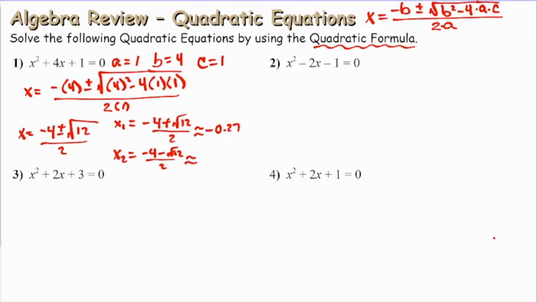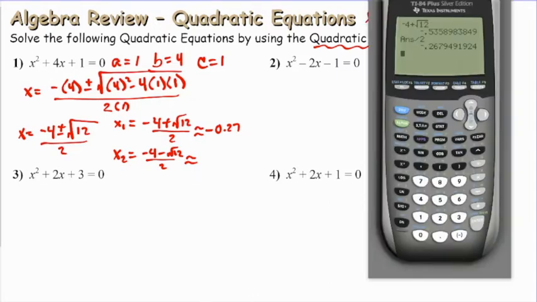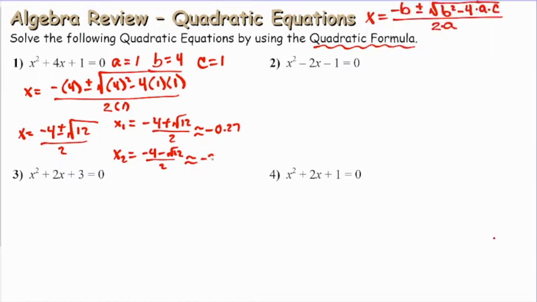And now I'll put in my x2. So we have -4 minus the square root of 12. And divide that by 2. And we get -3.73. So there are my two answers for problem 1. So again, pause the video and try problem 2 on your own.